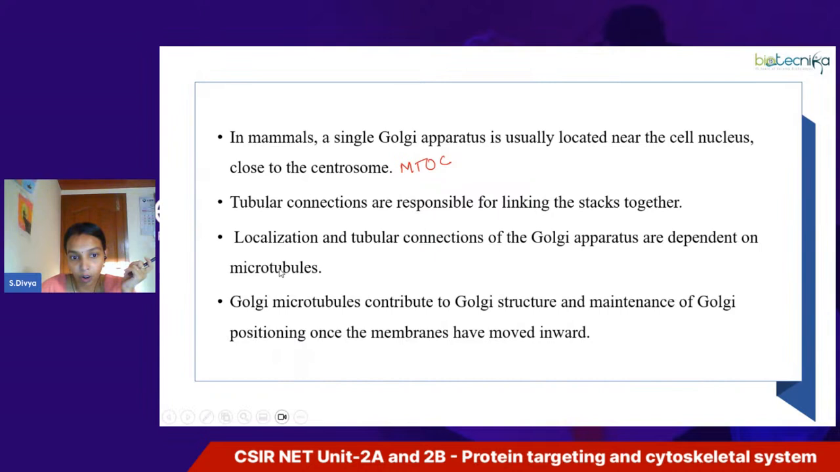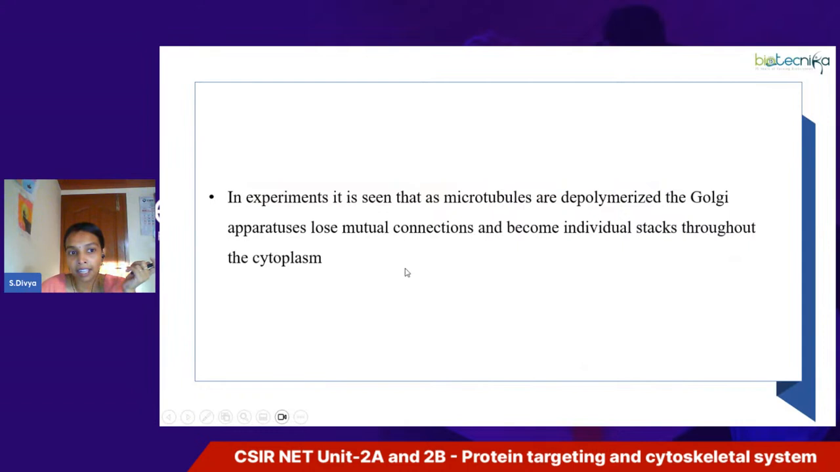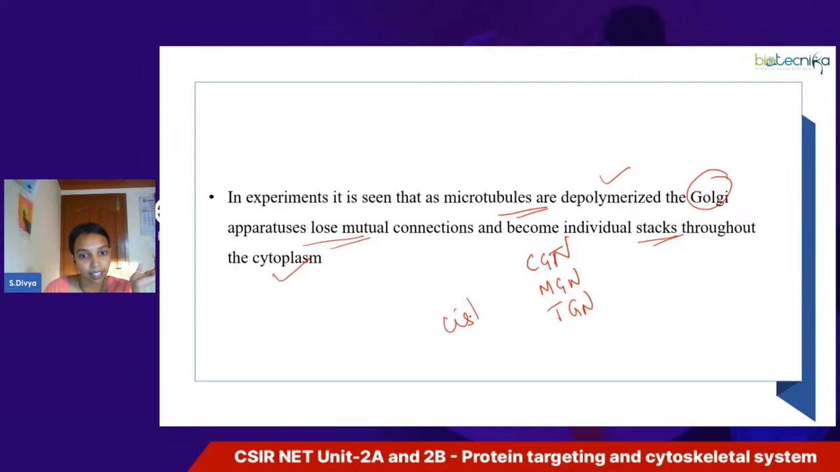In fact, Golgi microtubules contribute to their structure and maintenance once the membranes have moved inward. Okay. In experiments, it was seen that when microtubules are depolymerized, your Golgi apparatus loses the mutual connections and becomes individual stacks throughout the cytoplasm. Why do we call them stacks? Because we have the cis Golgi network, medial Golgi network, and trans Golgi network, and then you have the cisternae and the projections. Right? So that is what we call individual stacks. Okay?